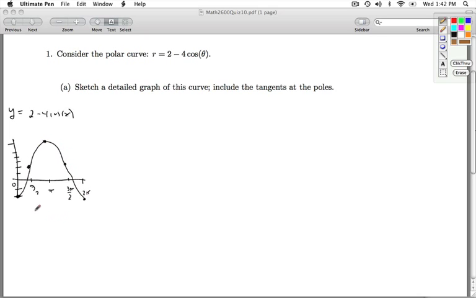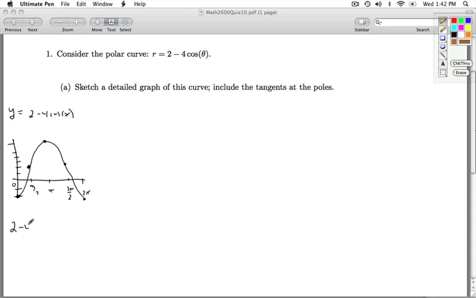like so. Now it's going to be important for me to know these x-intercepts. Those are going to be the places where the r value goes from negative to positive and vice versa. Those are going to be the places where we pass through the poles. In fact, those will be the tangents at the poles. And so to do that, I need to find the x-intercepts.